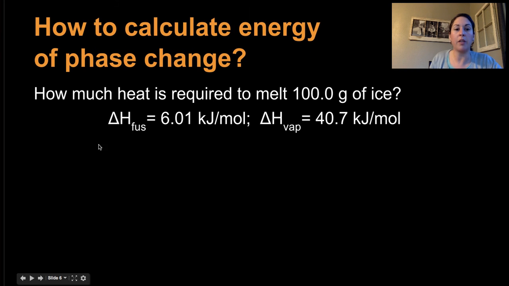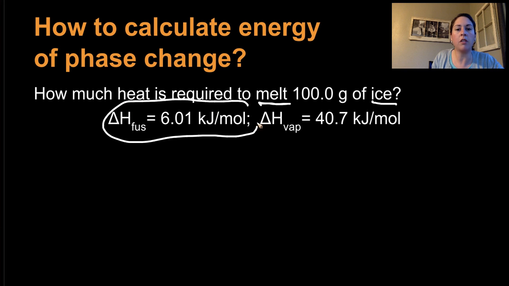Let's try a couple example problems with these. So the first one here: how much heat is required to melt 100 grams of ice? So how to calculate energy of phase change. This is what we'll do for practice. So the big question is, this is for melting, to melt ice. And if you remember, melting is fusion. And so we want to use this number right here. So melting is fusion.